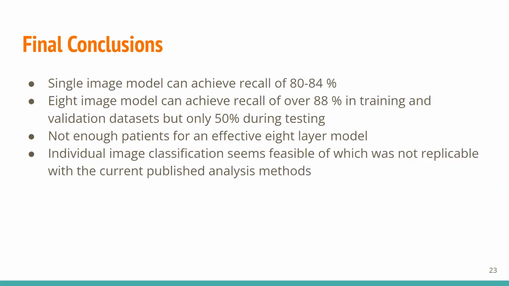So the single image model can achieve a recall of 80 to 84%, and the 8-image model can achieve a recall of over 88% in the training and validation data sets, but only 50% during testing. There were not enough patients for an effective 8-image model, though it seems promising that it will work if there is slightly more data or some more tuning of the hyperparameters. And the individual image classification seems feasible, which was not replicable with the current biophysics-based analysis approach.